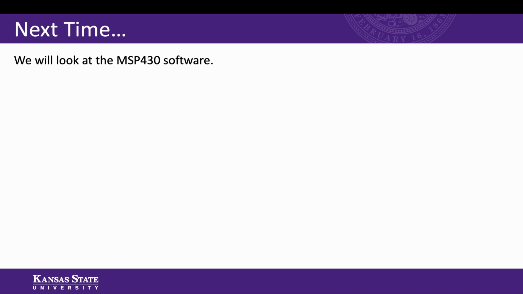Okay. So in this lecture, we looked at some of the hardware details of the MSP430. Next time, we're going to look at the software.